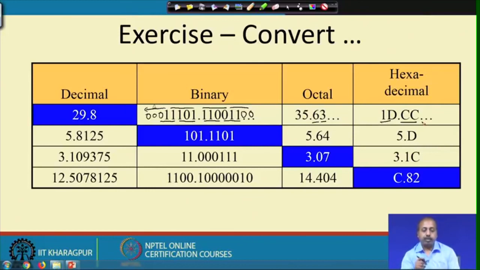You can convert the decimal number to a binary number first, and then from there, using the conversion rules, you can go to octal or hexadecimal numbers.